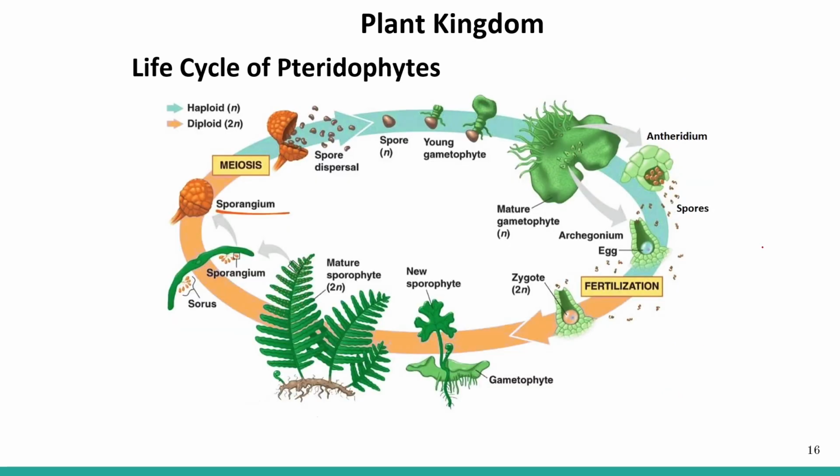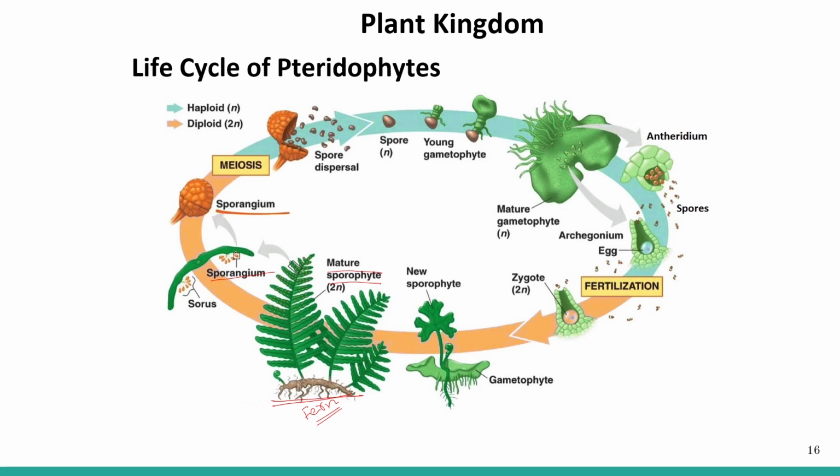Okay, let us have an overlook at the life cycle of pteridophytes. So this is the main plant body, which is called the fern plant. This is an example of a fern. Now here you can see it is a mature sporophyte. At the ventral surface they have sporangia. This is one leaflet showing the sporangium.